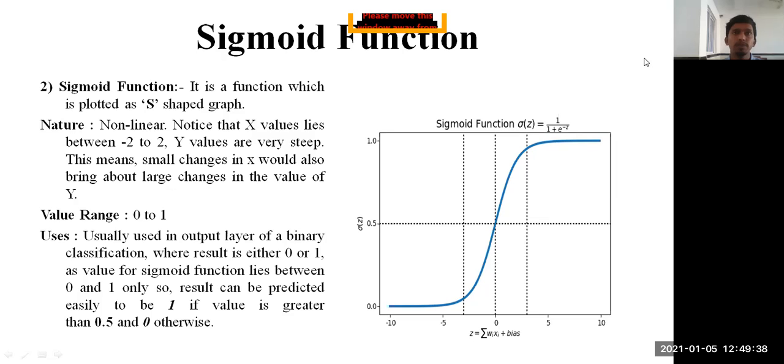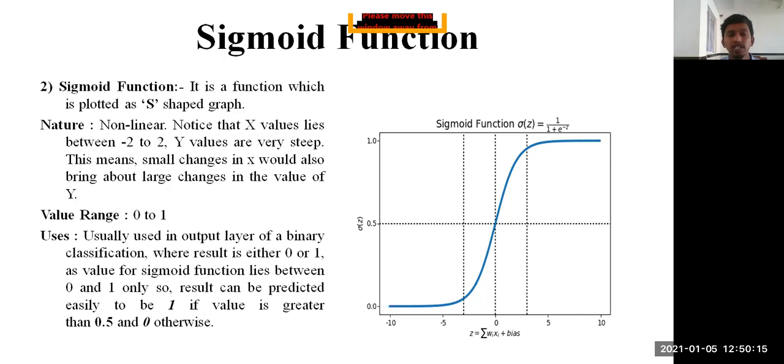Most of the concepts will be using the sigmoid function as the activation function for doing many computations. It is a function which is plotted as an S-shaped graph. Here you can see the sigmoid graph, which was already learned in the previous class, in the form of an S shape. And here you can see the equation to compute your sigmoid function, that is sigma of z is equal to 1 by 1 plus e power minus z. That is the formula used to compute the sigmoid activation function.